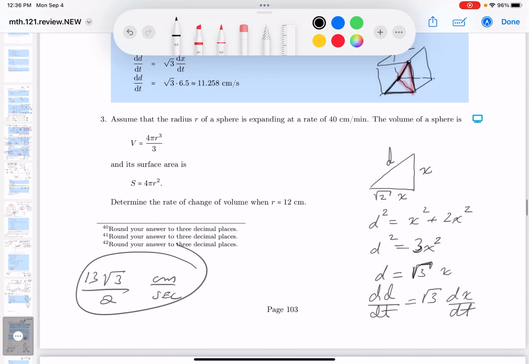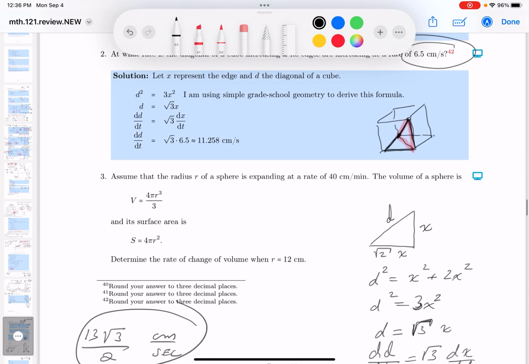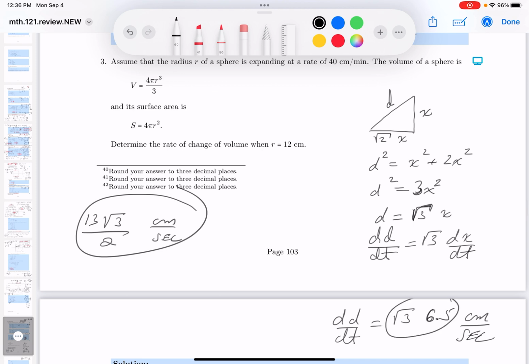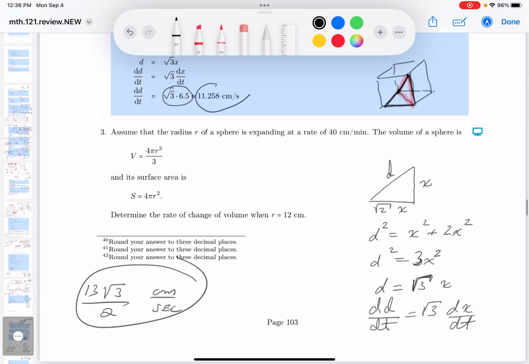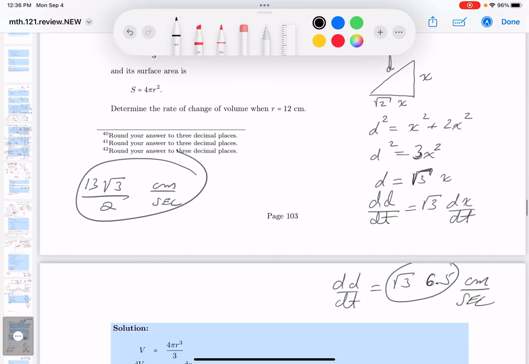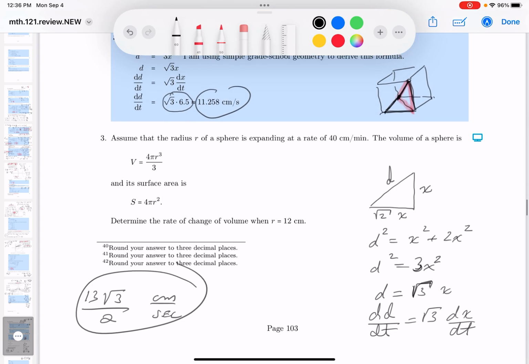All right, let's take a look at the key. I notice I wrote this one over here, which is what I have over here, by the way. And then they use a calculator to approximate it. You're welcome to do that, by the way, but it's centimeters per second. So again, they didn't rewrite that as root 3 times 6.5. Yeah, we're good to go.